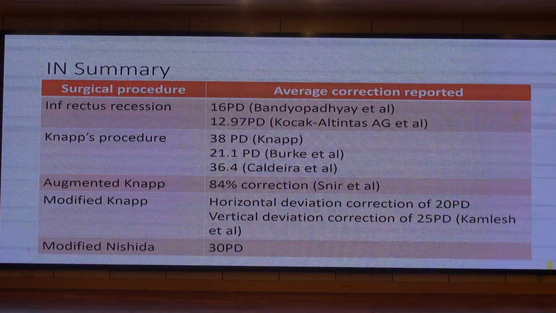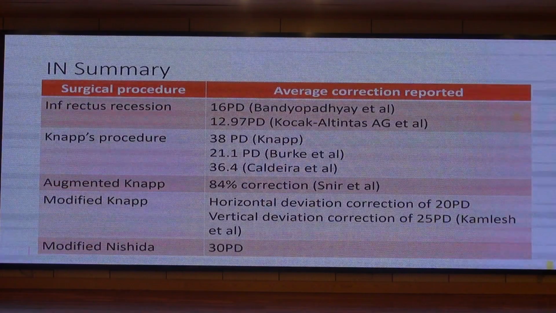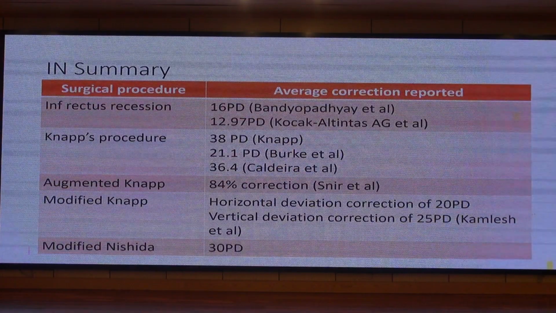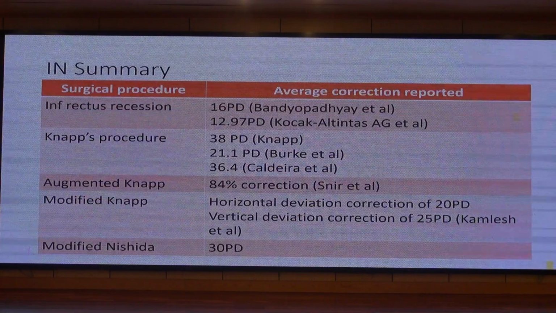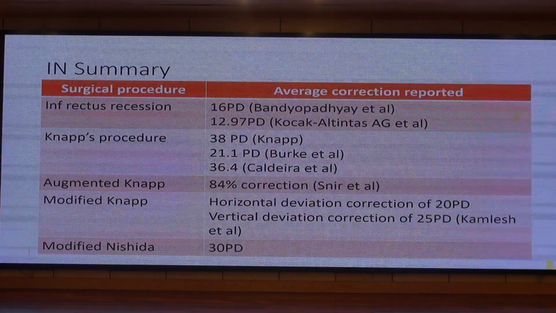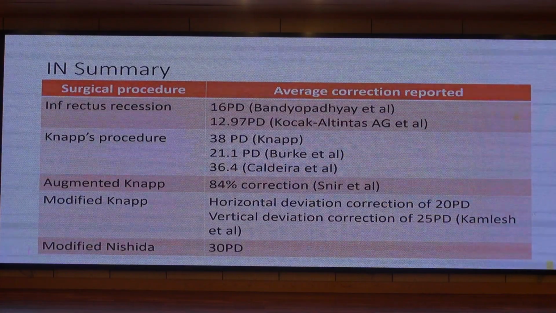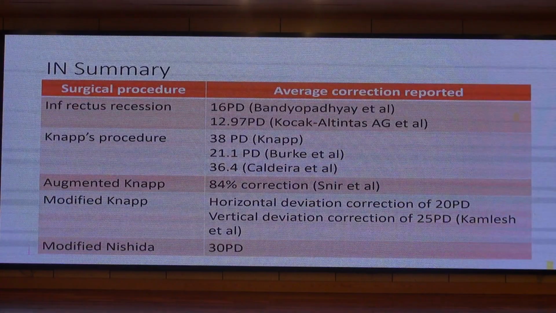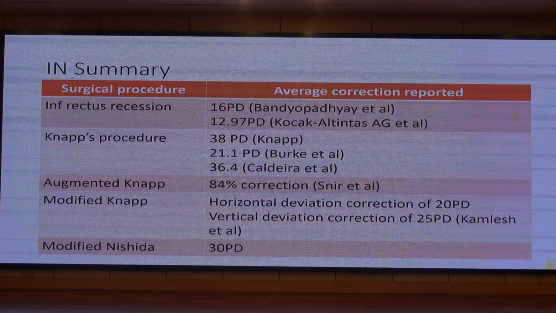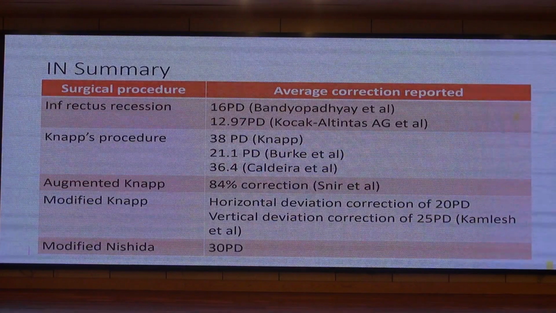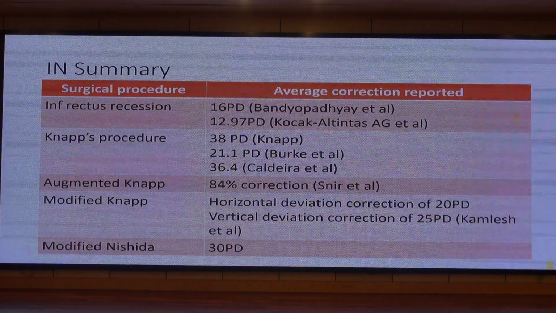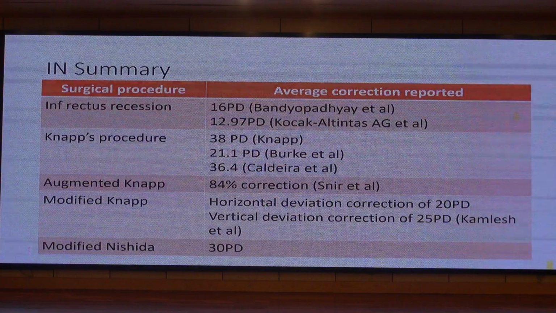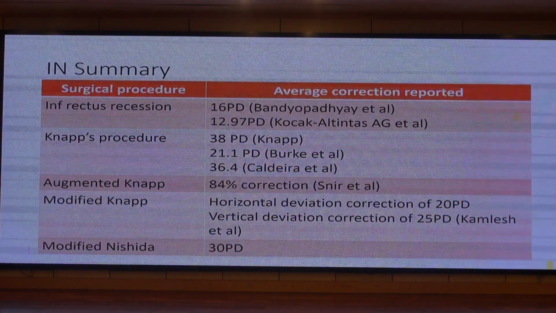In summary, in the management of MED, there are several surgical procedures. The most common is inferior rectus recession. We can correct 50 PD, and other procedures like Knapp, augmented Knapp, and modified Nishida can correct a large deviation.